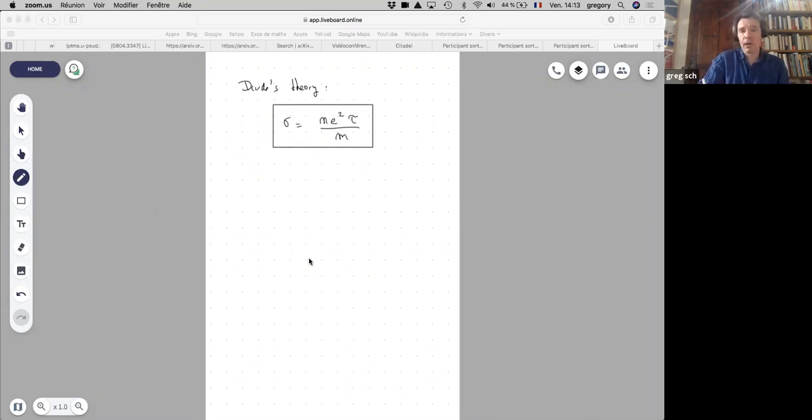So e and m are respectively the charge and the mass of the electrons, and n is just the density of carriers, the density of electrons in your system. And the important parameter that actually characterizes the disorder is this tau here, which is called the mean free time, and which is of course related to the mean free path. It is essentially the mean free time between two collisions.